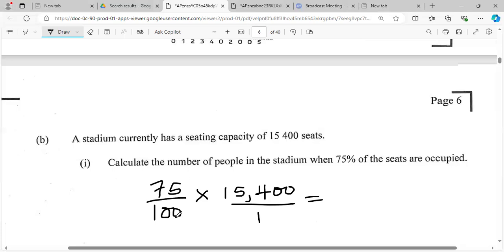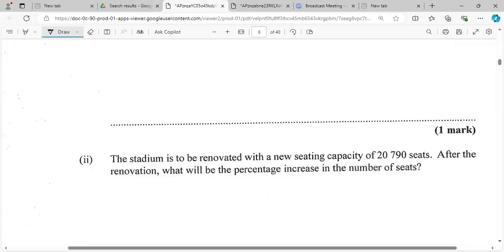And according to my calculator, that's 11,550. So that means the current capacity is 11,500 people. Show C6 here, bright. Put your unit. Alright, so there we go. That's the first part, and that's 1 mark.